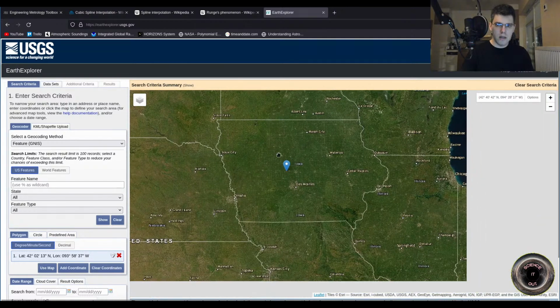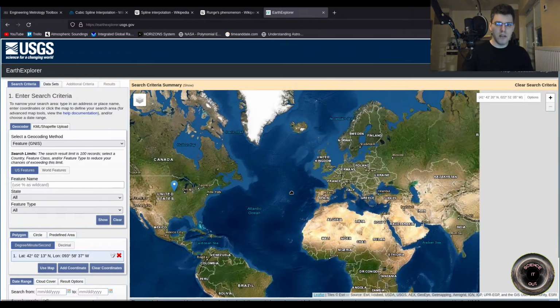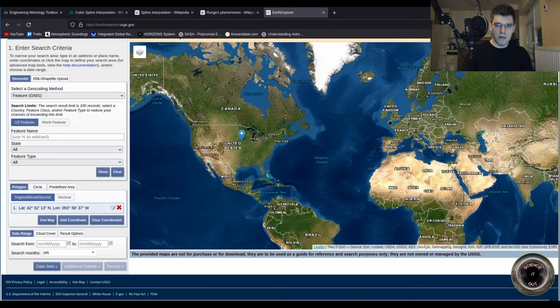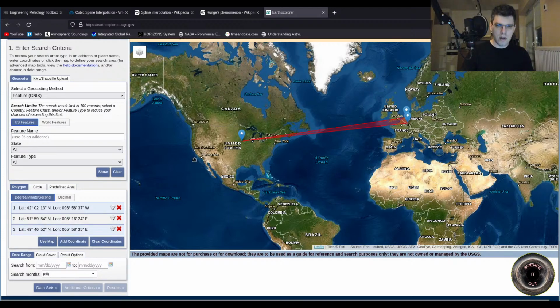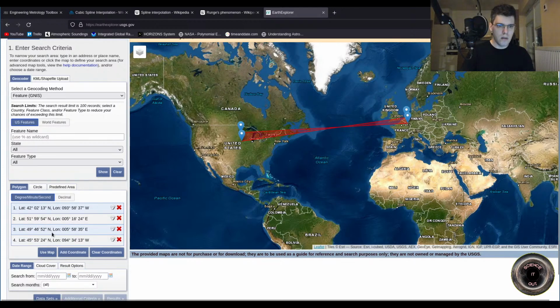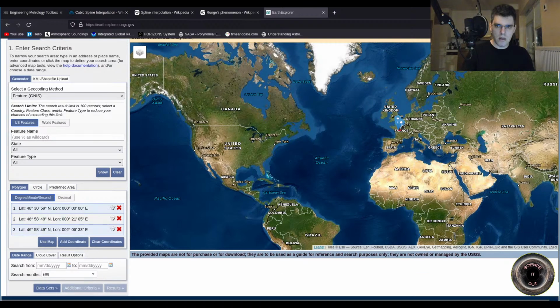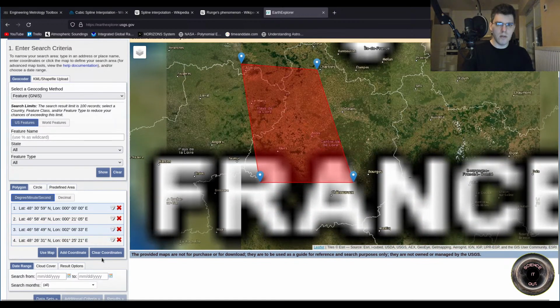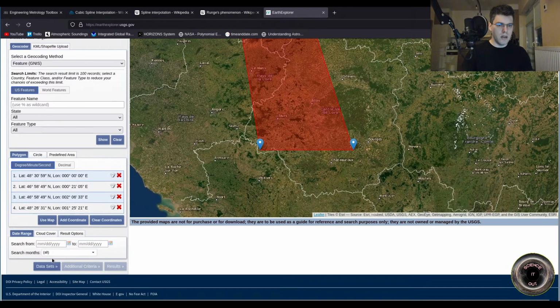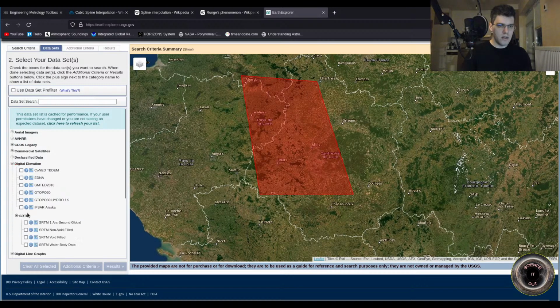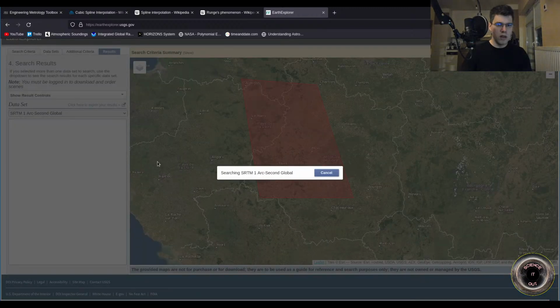Perfect. So you can get many different kinds of data for basically the whole world. Maybe I'll just show you some small rectangle and data sets, and here there are digital elevation data sets. What I'm usually using is this SRTM 1 arcsecond global.